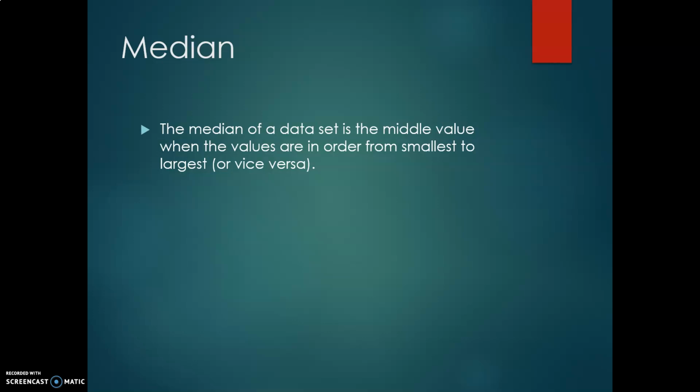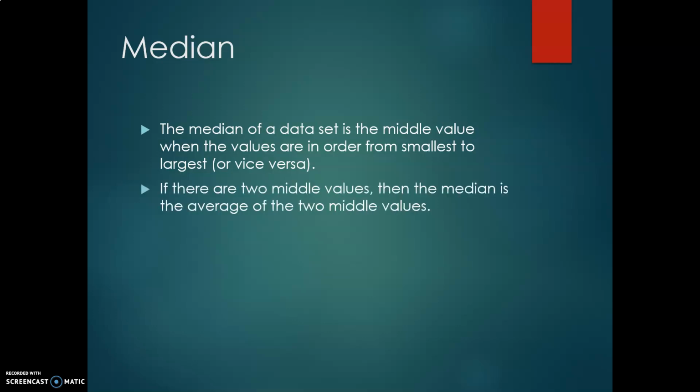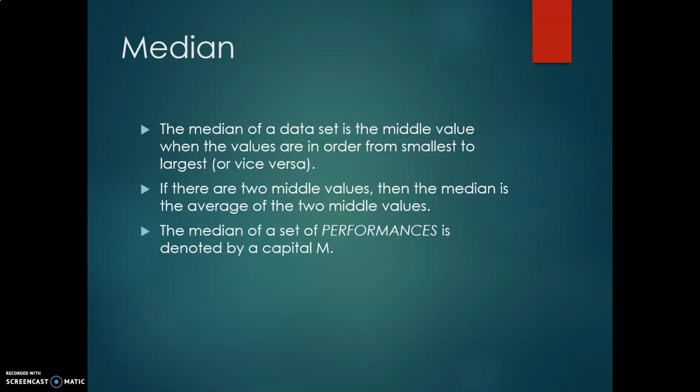And then you literally just get halfway through your data. Now, if you happen to have an even number of data points, you're not going to have a middle data point. There'll be two in the middle. So you just add the two together and divide by 2, or find their average. The median is denoted with a capital M.